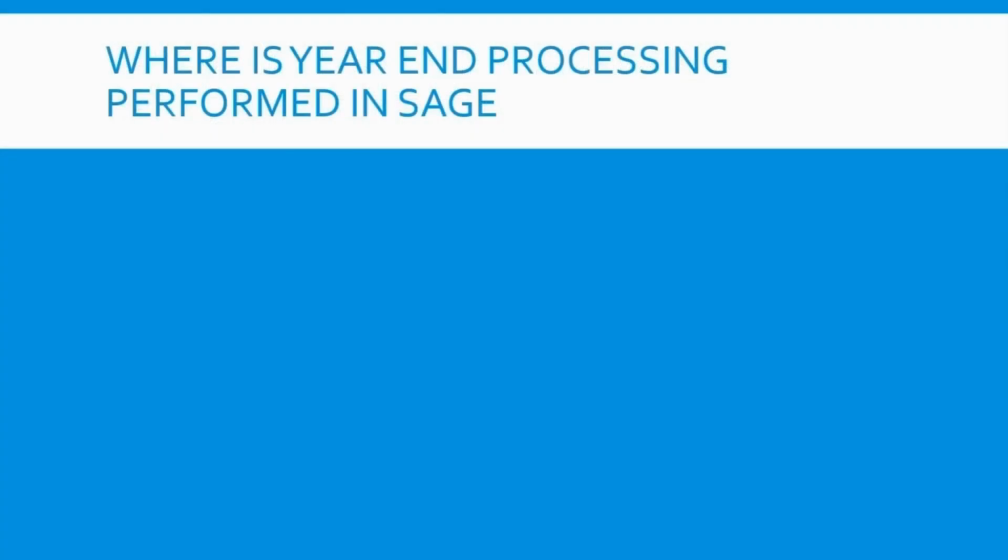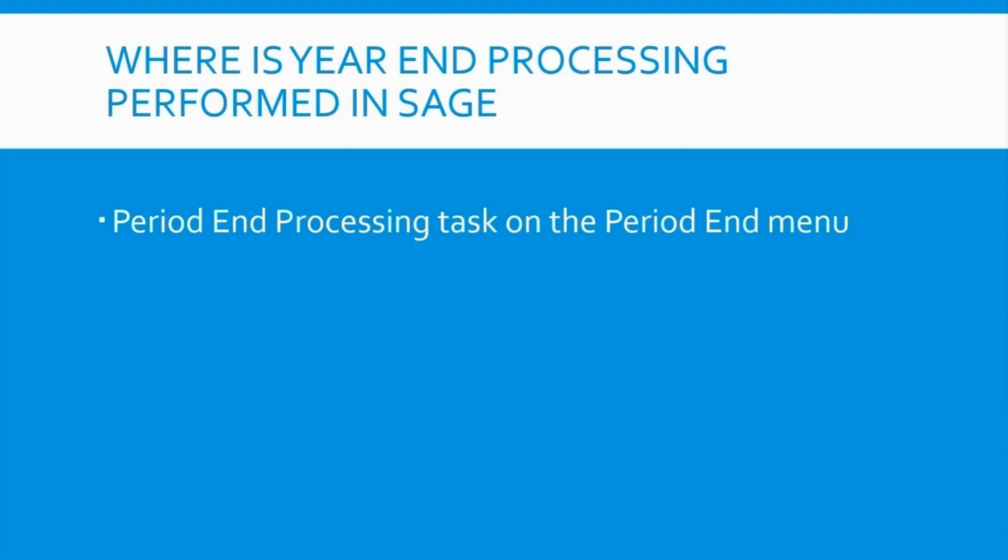Kind of talked a little bit about this. The year-end processing happens in the same place that period-end processing happens. So there is a period-end task menu option in each module, and there's a period-end processing option on that menu. And the year-end process gets run if you're in the last fiscal period of your year.